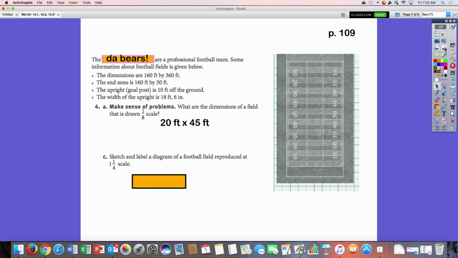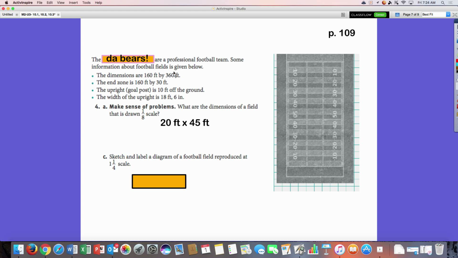Uh-oh, we're going all the way to page 109. Your book says the New England Patriots, boo. Nobody likes the Patriots. I could have put the Colts in there, but I was feeling a little salty, so I put the Bears in, the greatest professional football team of all time. The Bears are a professional football team.